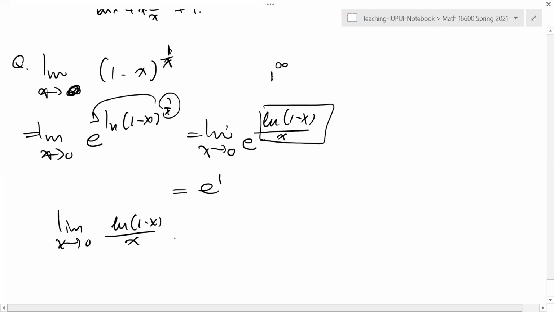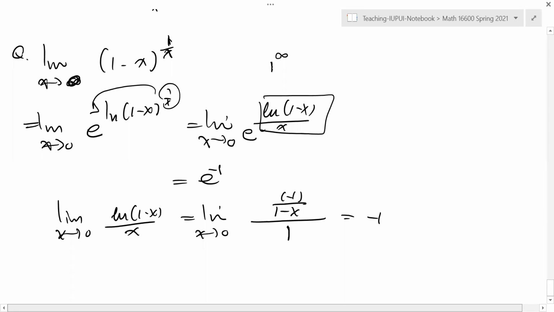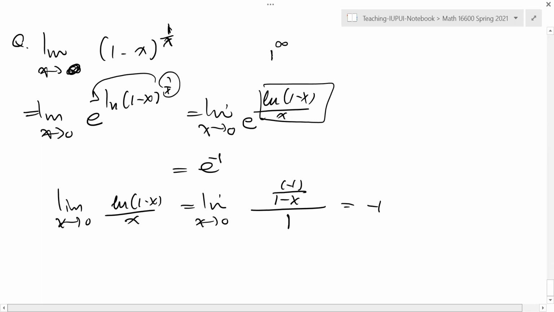This is a 0 over 0 type, so you can apply L'Hopital's rule. You get 1 over (1 minus x), and you get negative 1. So we don't know, right? It actually turns out to be negative 1. So this is negative 1. You can write down the answer, then you show me how to get this part. So it's e to the negative 1.